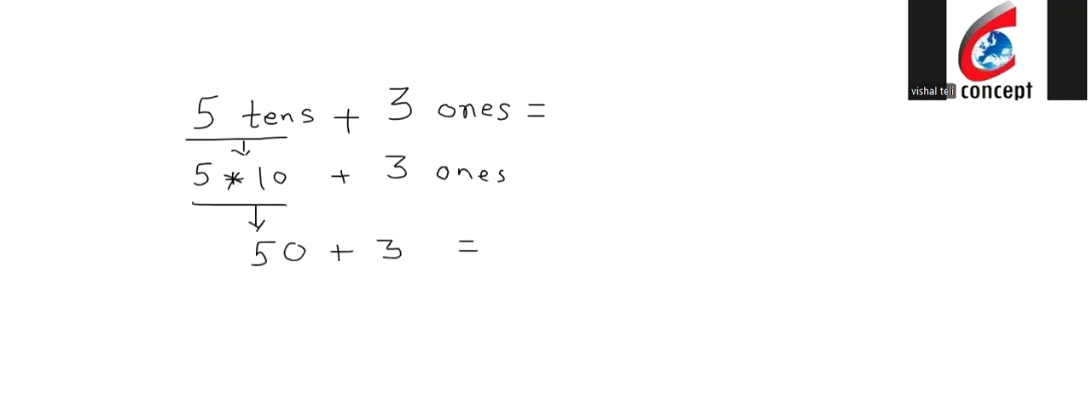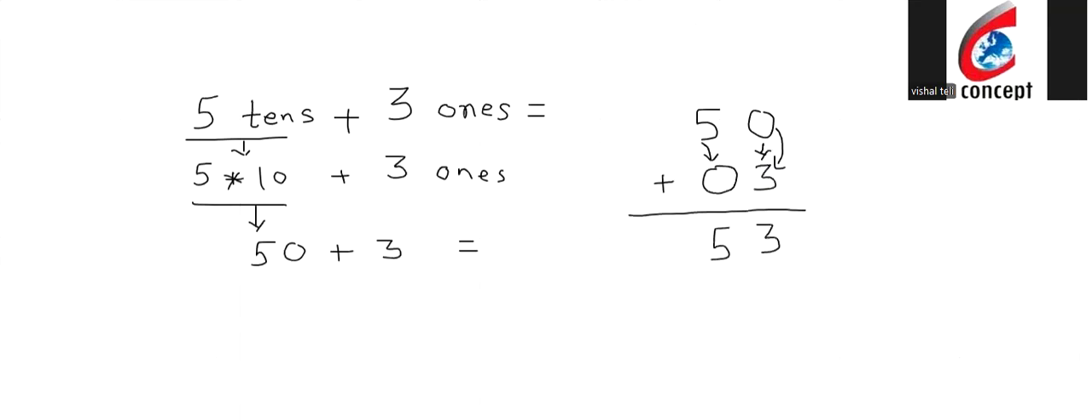If you don't know how to do it, you write the number 50 on paper, and 3 is a single digit number, so you write it below 0. And there is no number here, so write 0. When there is nothing, it means 0. Now 0 plus 3 means it is the same number. 5 plus 0 also means the same number. So we got the answer 53 ones.